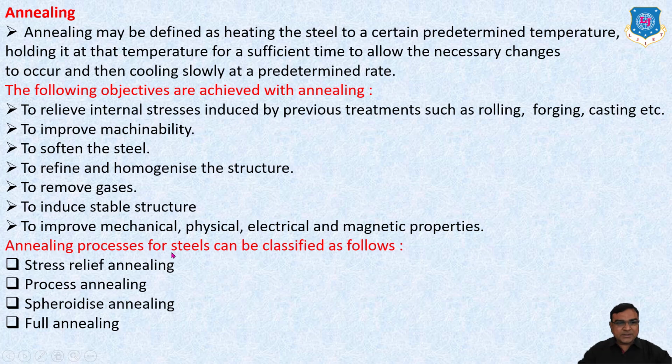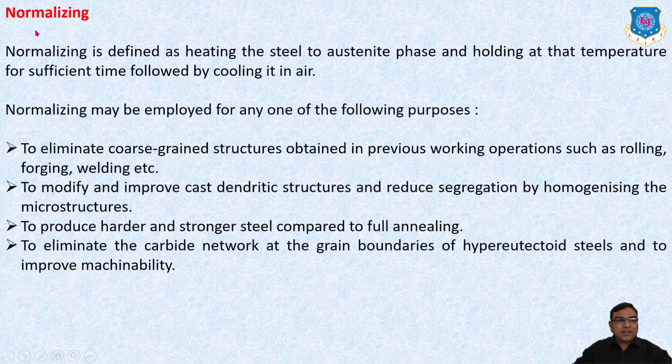Annealing processes for steel can be classified as follows: stress relief annealing, process annealing, spheroidized annealing, and full annealing. Normalizing. Normalizing is defined as heating the steel to the austenite phase and holding at that temperature for sufficient time, followed by cooling it in air.